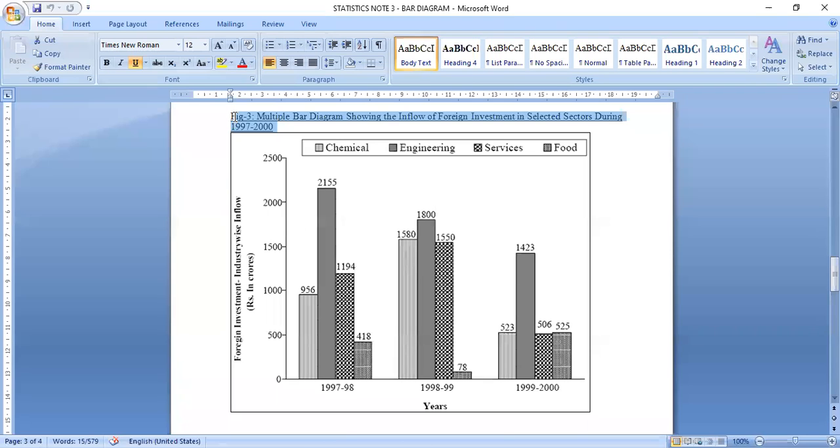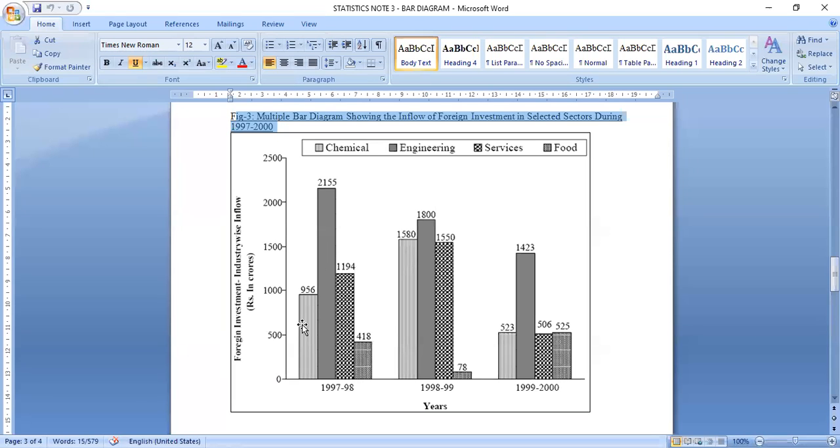Multiple bar diagram showing the inflows of foreign investment in selected sector during 1997 to 2000. Clear? Now, any questions? Drawing related?